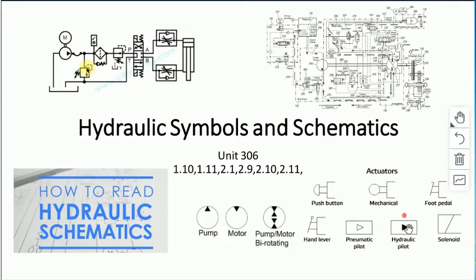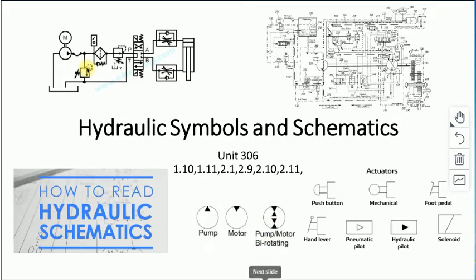Okay, we've got push buttons, hand levers, pneumatic pilots. We've got mechanical actuators, hydraulic pilots, and you can see the difference as well. Pneumatic has got nothing in the arrow, and hydraulic has. A lot of symbols are pretty much the same for pneumatic and hydraulic. The only difference is you've got a filled-in arrow for hydraulic, and an empty arrow for pneumatic. Okay, you've got a solenoid here as well. That's just an electrical actuator. A little lever is pushed, and then you can turn a valve either one way or the other, and then release all the power. Okay, let's make a start through this presentation.